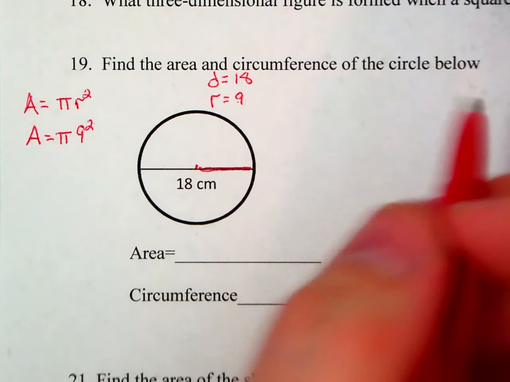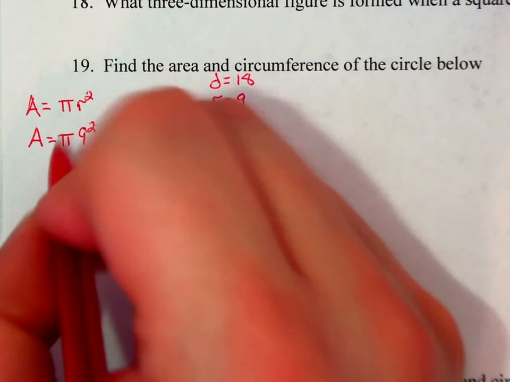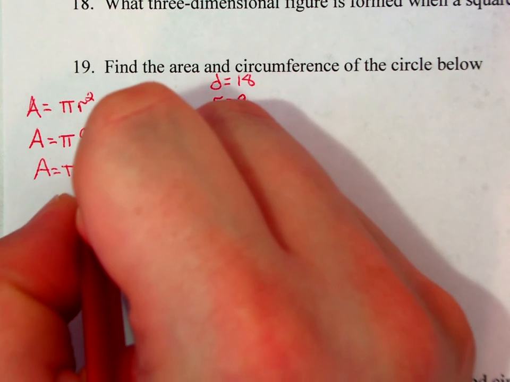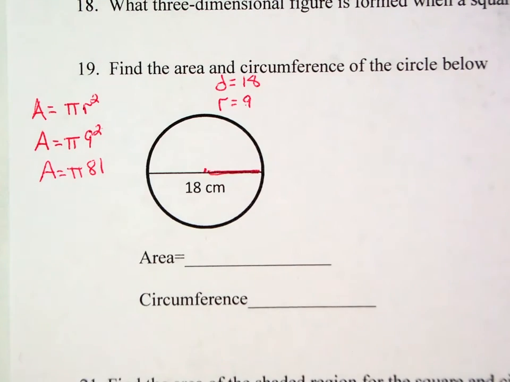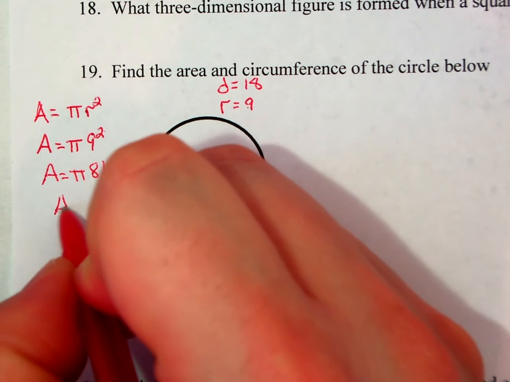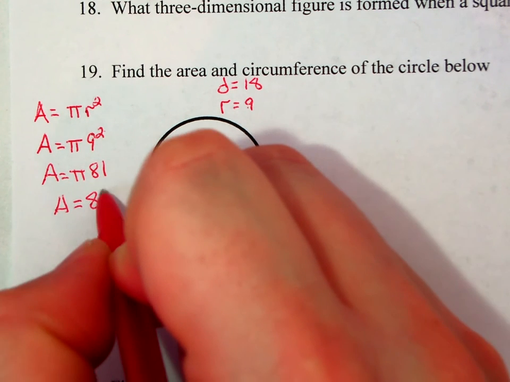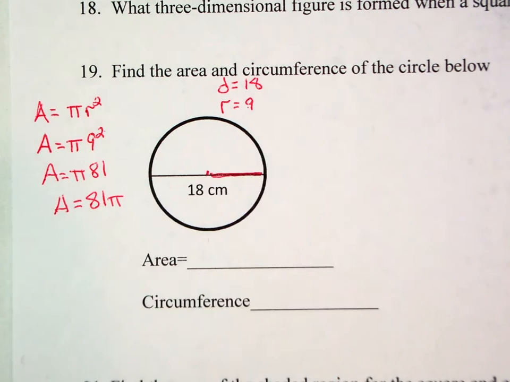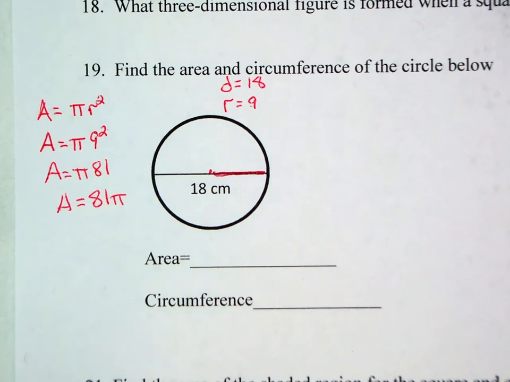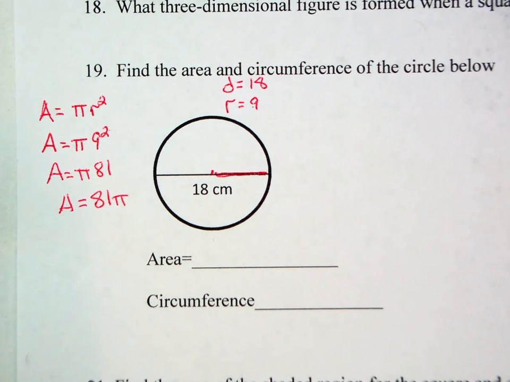9 squared is the same as 9 times 9, which would be 81. So A equals pi times 81. And you'll remember from class that we really like to see that more preferably as A equals 81 pi. It's just more professional to have that pi symbol on the right side, the same way we would have a variable to the right side of a numeric value.